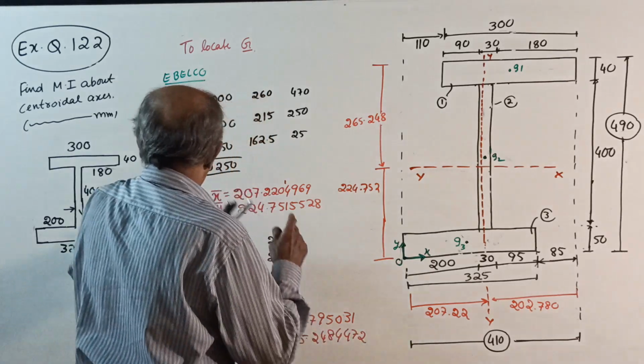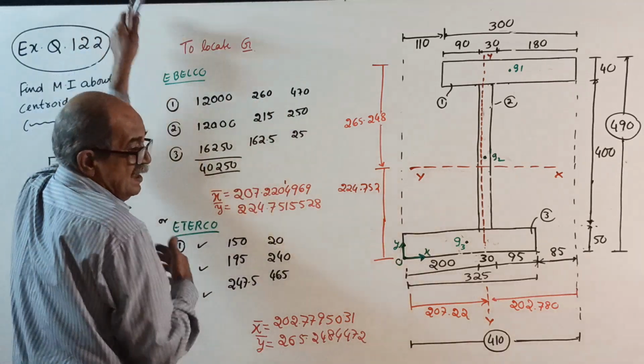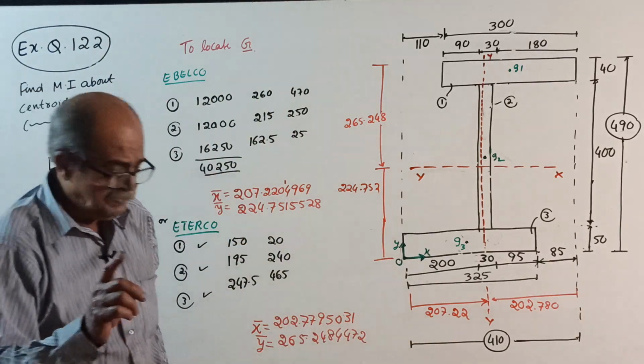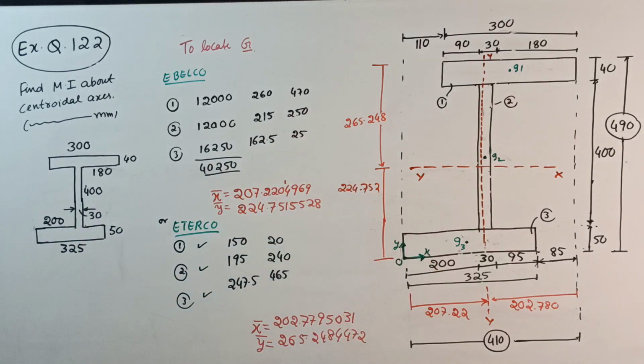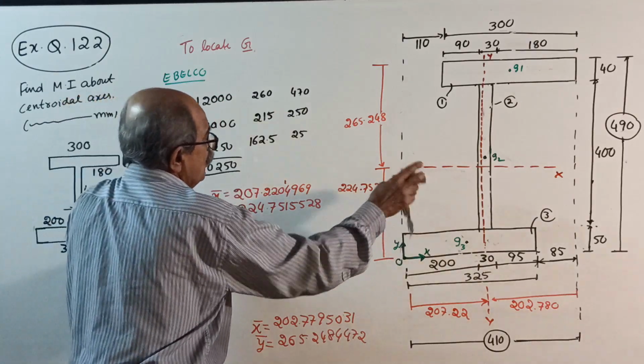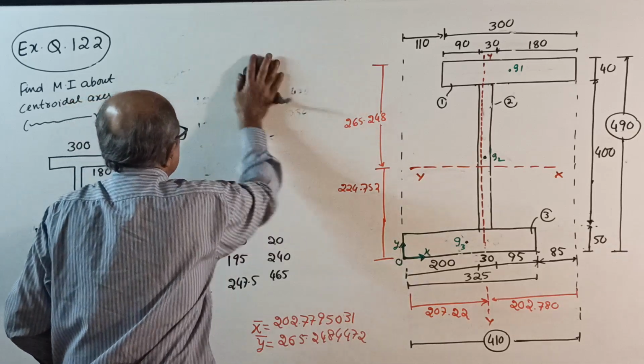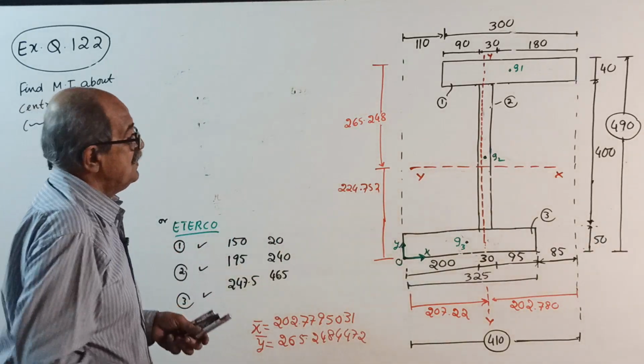Now do one thing. The tabular method is over now, I am removing it. You do only one of them. Do not do both. Only one. With the tabular method, we located XX and YY. Now, suppose you go for the other method.